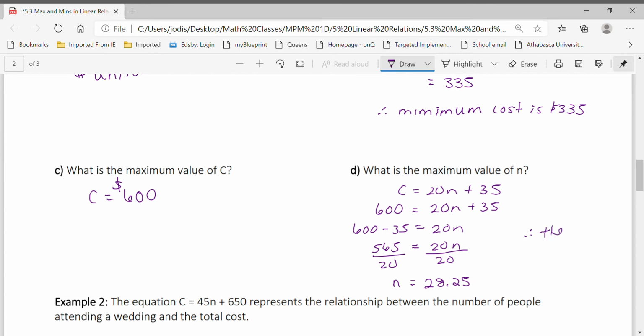So therefore, the max value of n is 28, right? Whole uniforms.